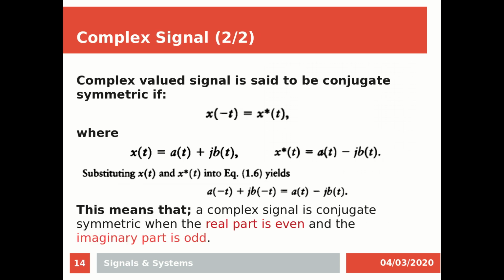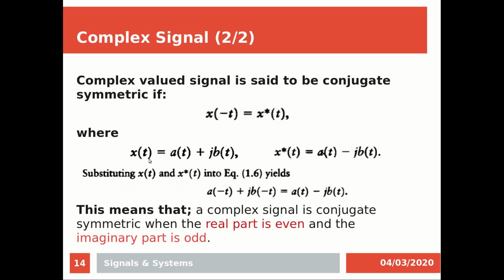Okay, returning back. A complex signal is said to be conjugate symmetric. So here we have odd and even signals, but for the complex we call it conjugate symmetric. Why do we call it a conjugate symmetric signal? If you put a minus t inside the signal and you get the conjugate, then you will say that this signal is conjugate symmetric.